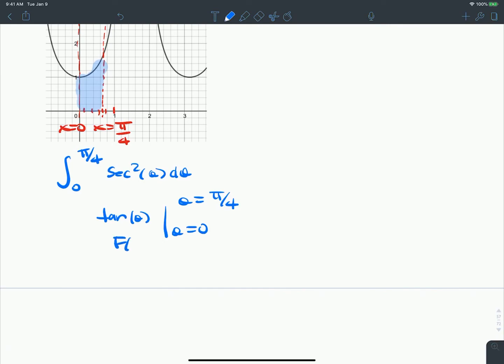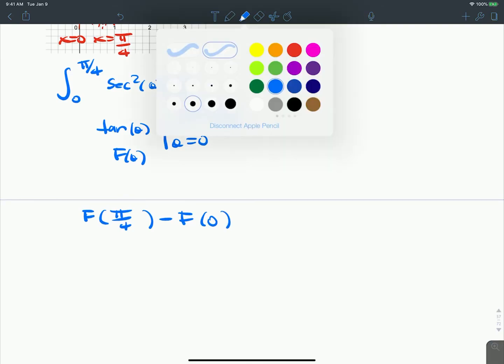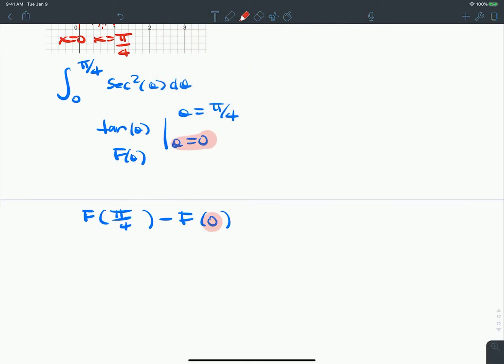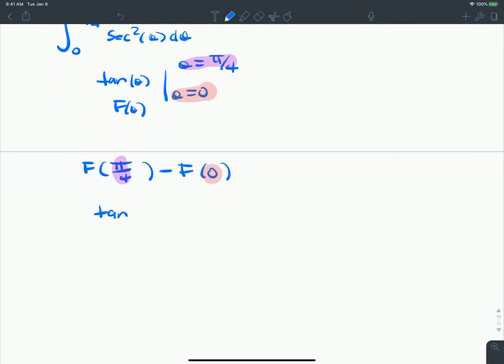So remember, this is our antiderivative. So we need f of pi over 4 minus f of 0. 0 here, pi over 4 over here. So you're going to get tangent of pi over 4 minus tangent of 0. Now, tangent of 0 here is 0. And we need to know what tangent of pi over 4 is.